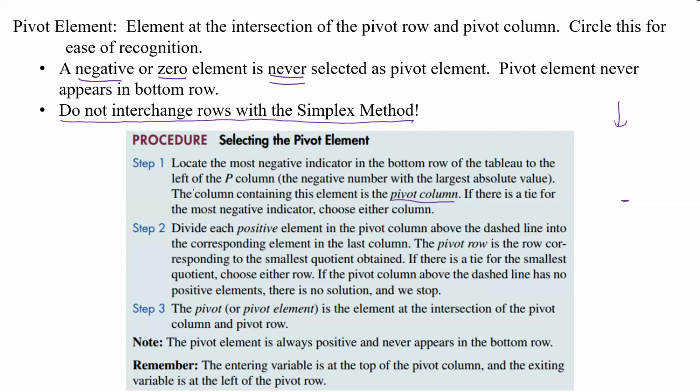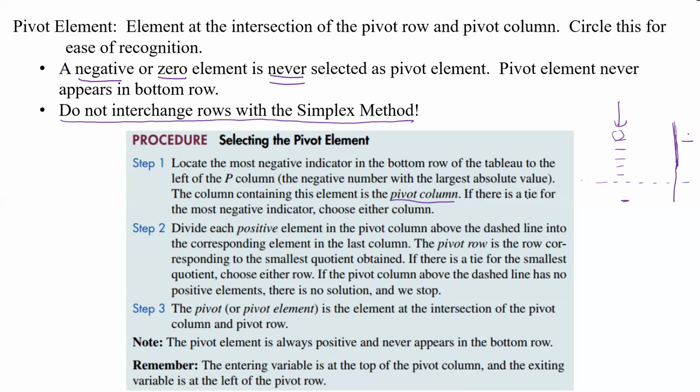It doesn't matter. Now we're going to divide each positive element in the column above the dash line. So we're going to have the dash line here. So any of these numbers we have up here, however many there are, we're going to take each one of those and divide them. Okay, and so what we want to do is get the smallest quotient. So we're going to take whatever's over here in this last column. There's going to be a number here. So we're going to take this number divided by whatever that is. So we're going to take this one divided by this, and then we're going to look at all of those for however many rows there are and find the one that's the smallest. And again, if there's a tie for the smallest, choose either row.